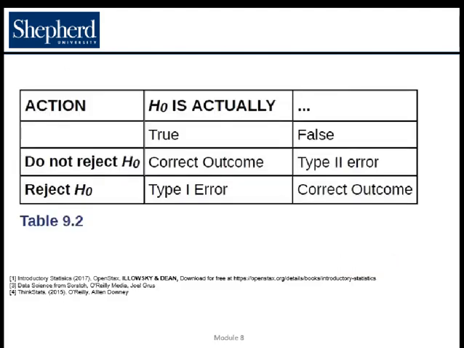And here we see a table with the action that's being done, what the null hypothesis actually is, and what the researcher concludes on the basis of their study. And you can see that in case of a type 1 error, the null hypothesis is actually true, but the researcher rejects it. With a type 2 error, the null hypothesis is false, but the researcher did not reject it.